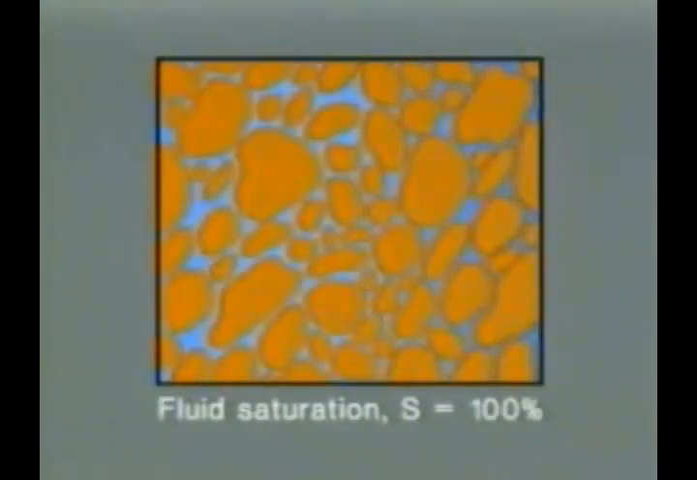The amount of a given fluid in a rock is known as its fluid saturation. Since pore spaces are considered to be entirely filled with fluid, the total fluid saturation is always equal to 1, or 100%.